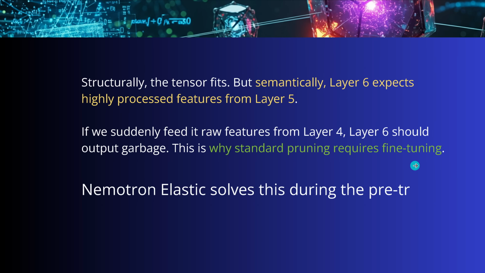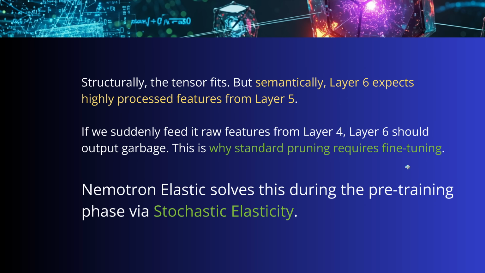Now, Nemotron Elastic solves this during the pre-training phase. They found a new idea and they call it stochastic elasticity. Remember, this is now a hybrid: a Mamba 2, an MLP and a transformer architecture. So they show us we can do this not only on each of those three components, from Mamba to transformer, but we can also do it on a hybrid system. But it involves massive pre-training. But if you are NVIDIA, who cares about compute infrastructure?